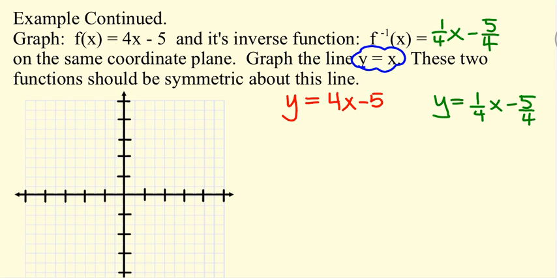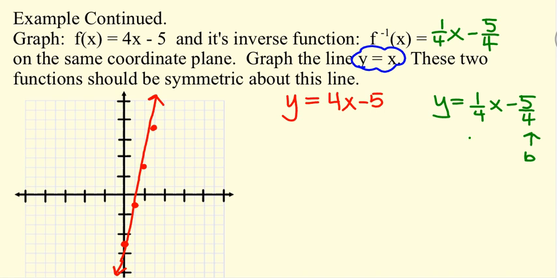So the red one's pretty easy. It's just going down 5 units on the y-axis. That's our y-intercept. And then we're going to rise 4 and run 1, because that's our slope. So we're going to count up 4 and then run 1. I'll do another one. So we'll rise up 4 and run 1. Okay, let's do another one. Okay, so there is our graph of our line. Notice it does pass the vertical line test. It is a function.